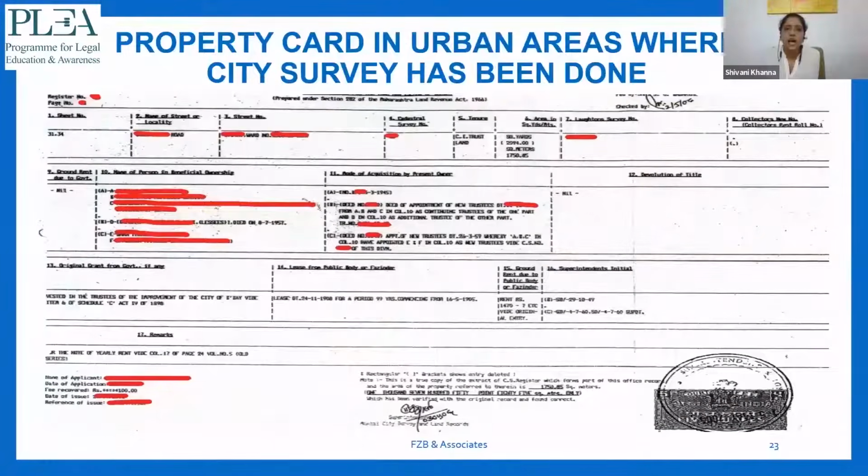This survey was done by one Mr. Lawton in the year 1895 onwards, and we still use the survey number which he had done at that point of time, and collector's new number. Tenure of the land is mentioned under column 5, whether it is a leasehold land or a freehold land. The devolution of title can be understood when you read column 10 together with column 11.